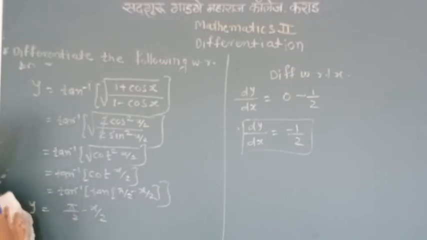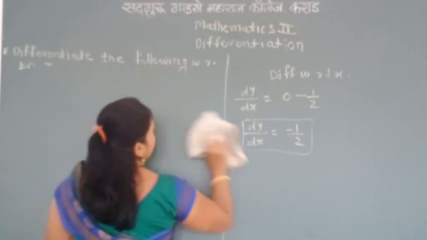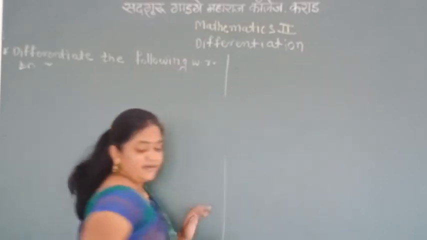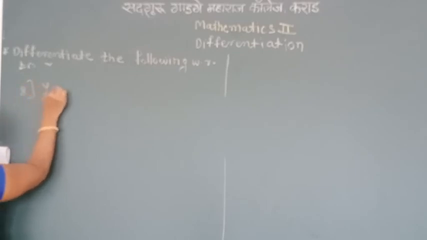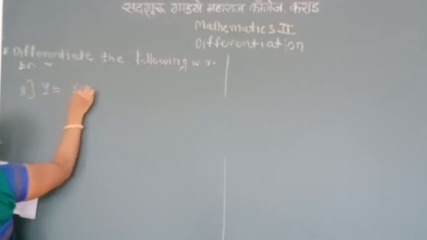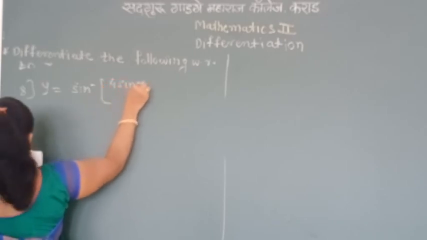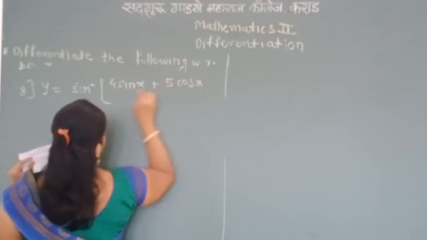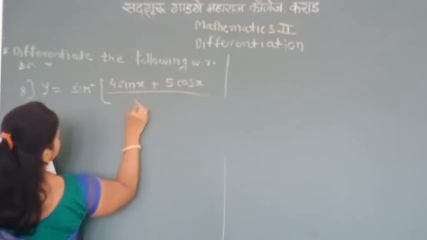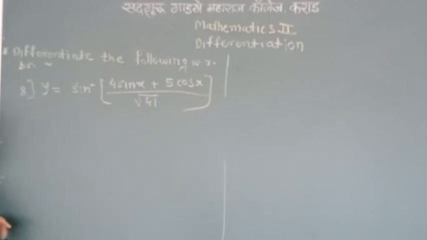So last example of this formula. What is my example? 8th example. y is equal to sin inverse of (4 sin x plus 5 cos x) divided by square root of 41. This is my example. Now sin inverse.